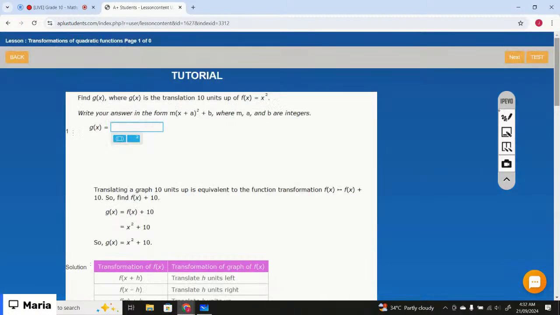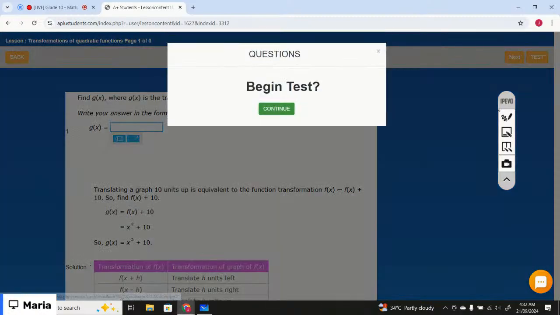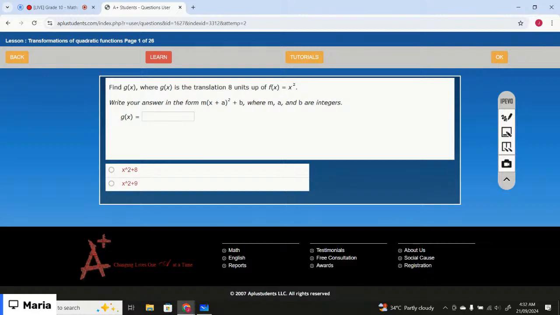Okay, let's just start with the test questions. Find g of x where g of x is the translation 8 units up of f of x equals x squared. So you need to translate 8 units up, right? So option number 1 is the correct option, that is x squared plus 8.